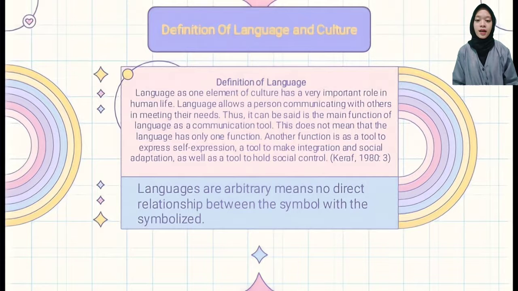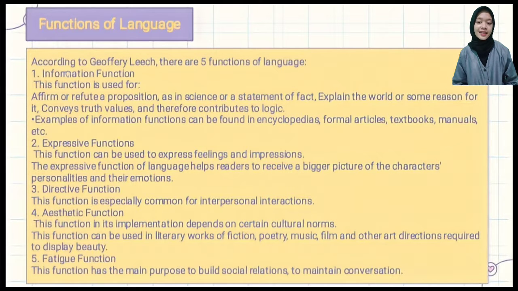Next is about function. The functions of language, according to Geoffrey Leech in his research, there are 5 functions of language that he distinguishes. The first is the information function. This function can be considered the most important partly because it is responsible for describing something and conveying messages that provide new information to the reader or listener. This function is used to affirm or refute a proposition, as in a statement of fact, describe the world or some reason for it, what circumstances have happened, what may have caused the situation, etc. It conveys a truth value and therefore contributes to logic. Examples of information functions can be found in encyclopedias, formal articles, textbooks, manuals, etc.